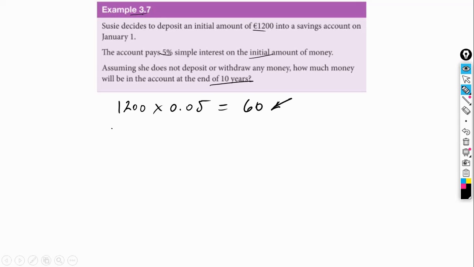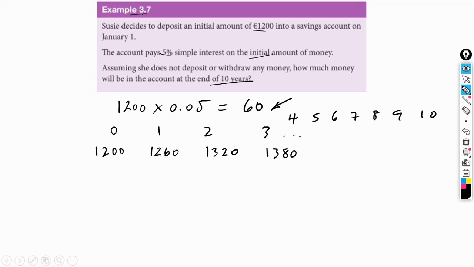So let's say that she starts at 0 with 1,200 euros. After the first year, she gets 60 euros, so that means that she will have 1,260. After the second year, she gets another 60 euros, so she's going to have 1,320. After the third year, another 60 euros, so it's going to be 1,380, and so forth. We're not going to calculate the rest by this manner, but we do know that we have the end of year 4, then year 5, 6, 7, 8, 9, and the end of year 10.